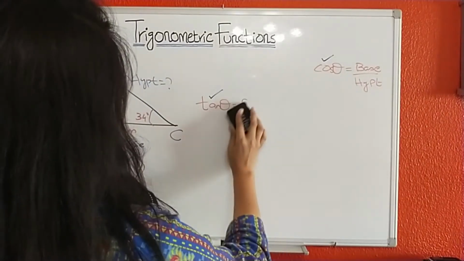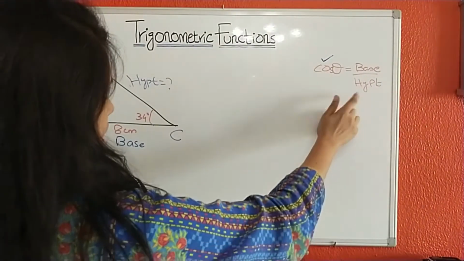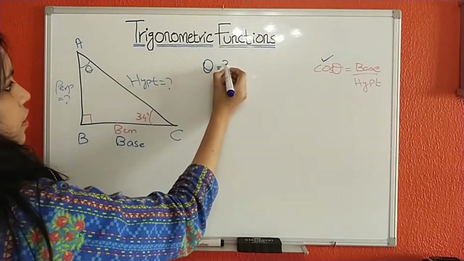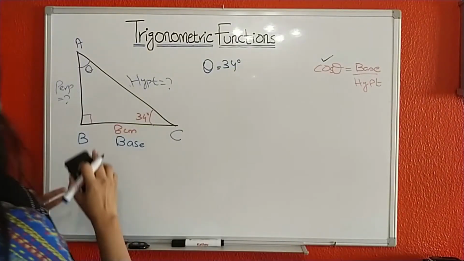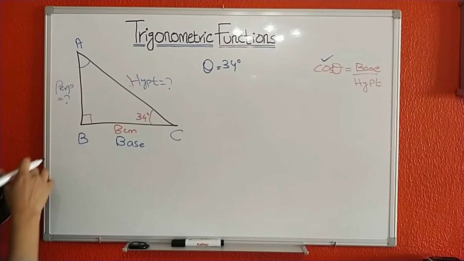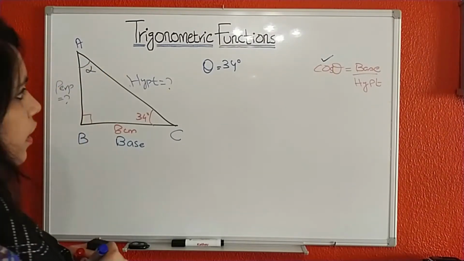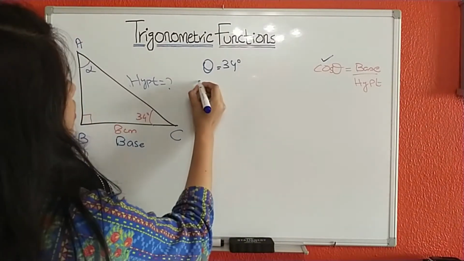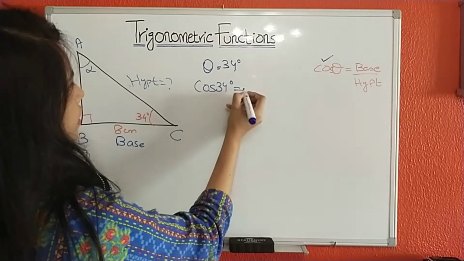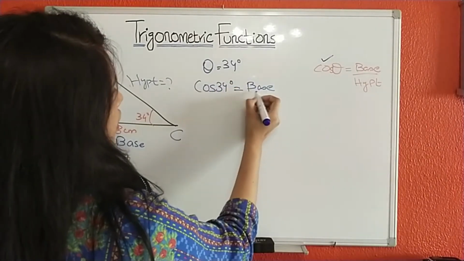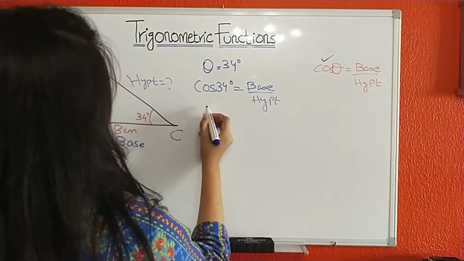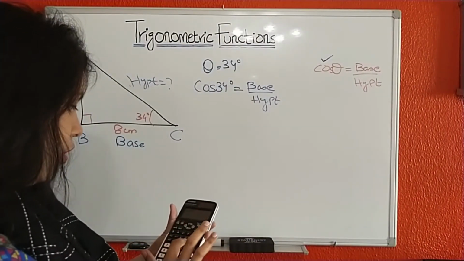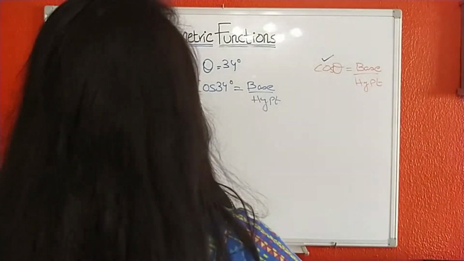So first I am solving this question with this formula. What is theta here? Theta here is 34 degrees. Or I should change this angle, because if this is theta then this is alpha. Okay, so theta here is 34 degrees. So I am just putting the value here. Cos 34 is equal to base over hypotenuse. So what is the value of cos 34? I am calculating it through calculator. So cos 34 is equal to 0.82.